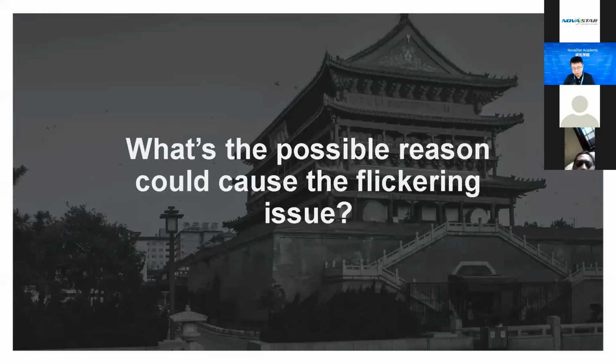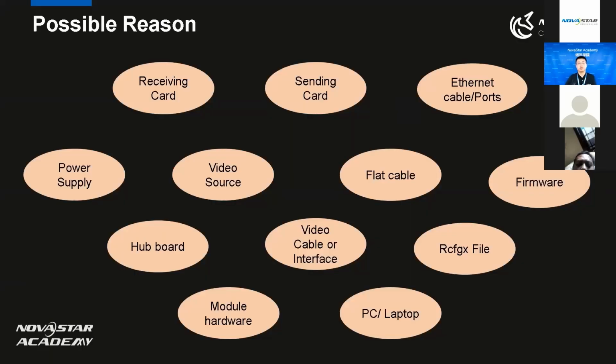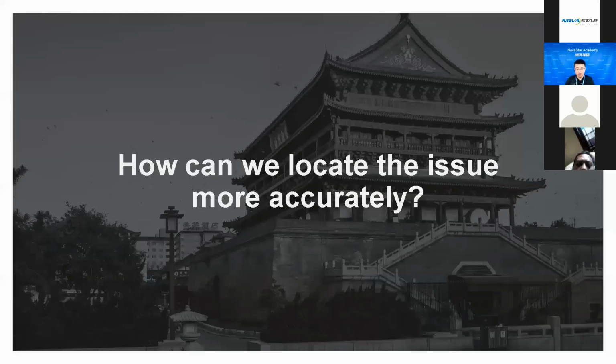What's the possible reason that could cause the screen flickering issue? A lot of reasons. It looks very complex, but we have a method and a solution to help you make this simple and easy to troubleshoot. So how can we look at the issue more accurately and easily?